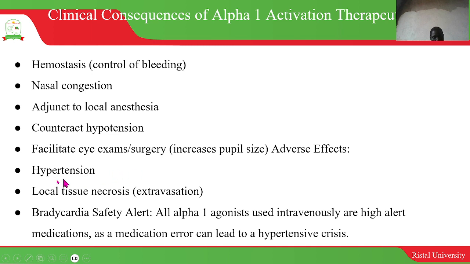They can also be used in hypertension, and then local tissue necrosis, extravasation. These are some effects caused by too much vessel constriction, and if it becomes too much, it can cause tissue necrosis because blood supply will have been diminished because of too much constriction of the arterioles. It can also cause bradycardia. So all alpha 1 agonists used intravenously are high alert medication, as medication errors can lead to hypertensive crisis.